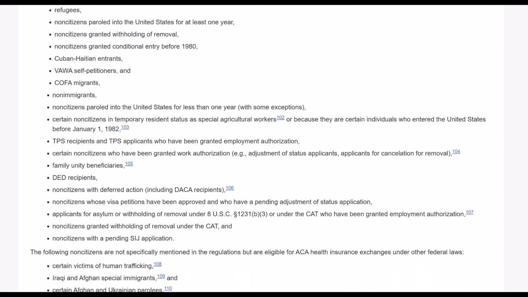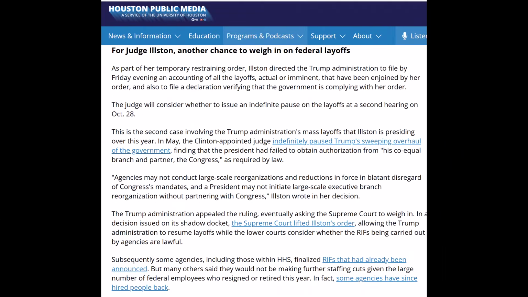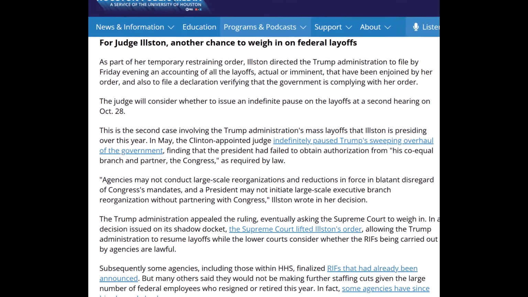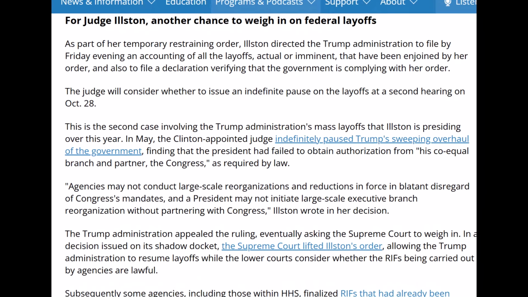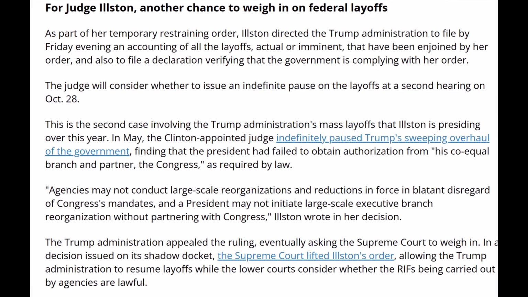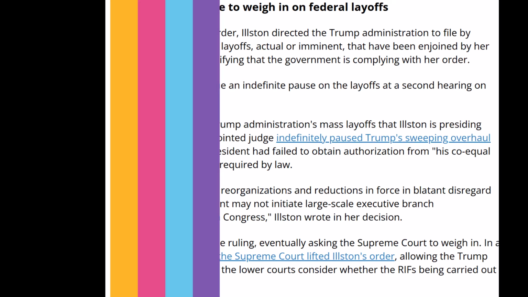On October 15th, U.S. District Judge Susan Ilston in San Francisco issued a temporary restraining order blocking Trump's plan to lay off over 4,000 federal workers due to the shutdown, finding that Trump's issuance of reduction in force notices in response to the shutdown was politically motivated and contrary to the laws.